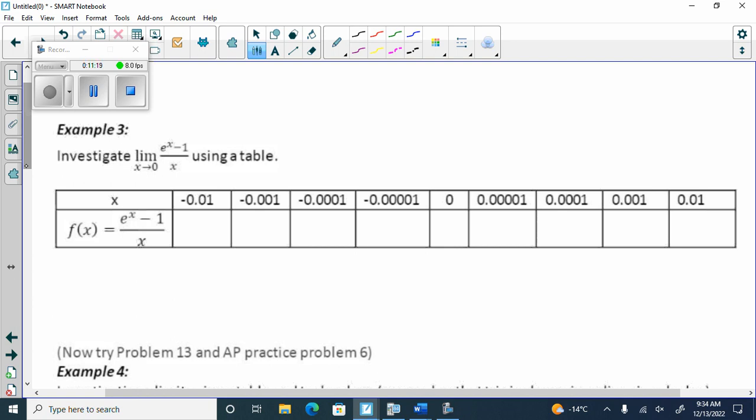e to the x minus 1 over x. Everyone's typing it in. Make sure you put it in as a fraction. So if you don't have the fraction button, you have to put the numerator in brackets divided by the denominator in brackets. Now e, where the heck is e?